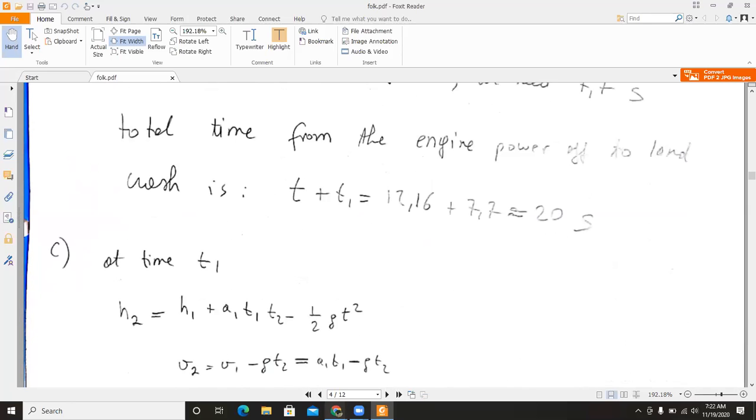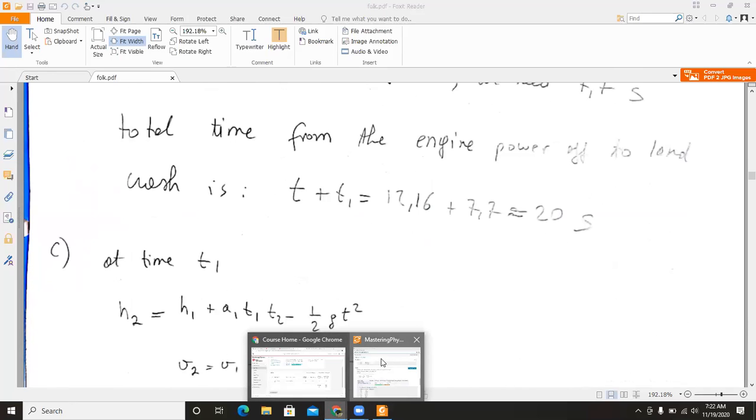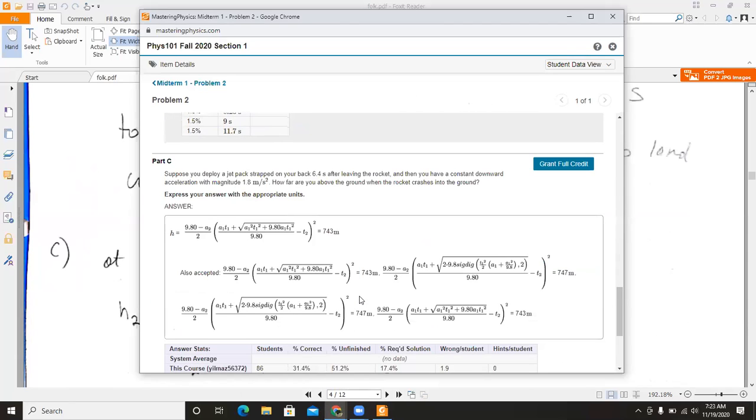Okay, what is the next question? Let me see, which is something like, I disagree with this part C. Suppose you deploy a jetpack strapped on your back 6.4 seconds after leaving the rocket. Okay, so it is something I don't understand here. It says 6.4 seconds after leaving the rocket, but when does it leave the rocket? When does the man leave the rocket? That is the question I have. Okay, 6.4 seconds after leaving the rocket, but when? And since we don't know, the main explanation was saying you're stepping off the rocket in the main part of the question.